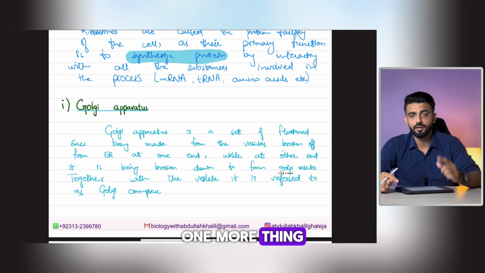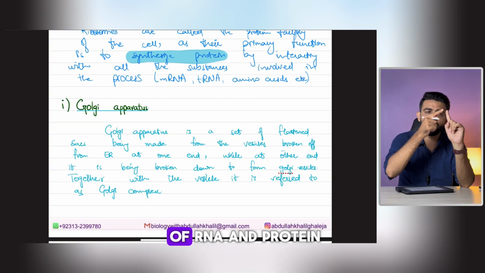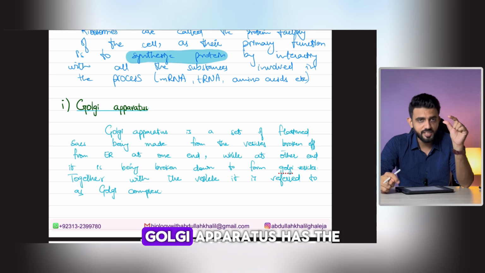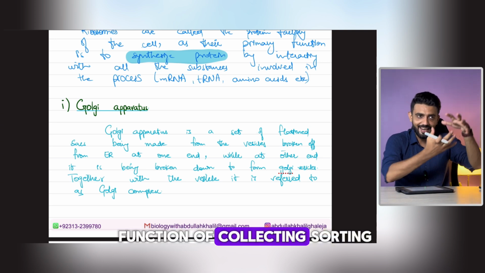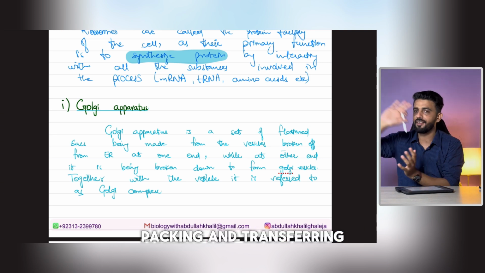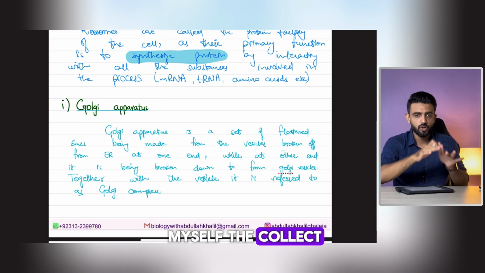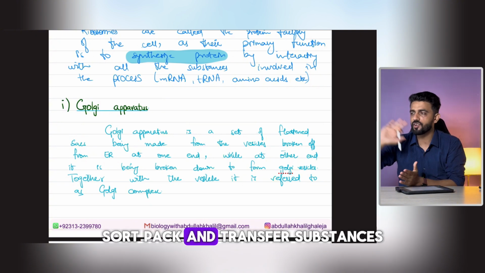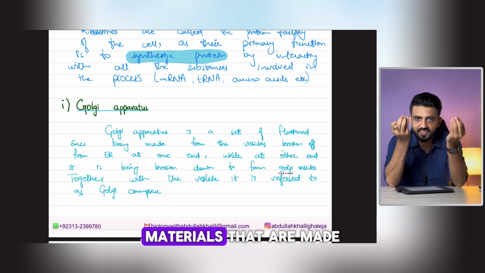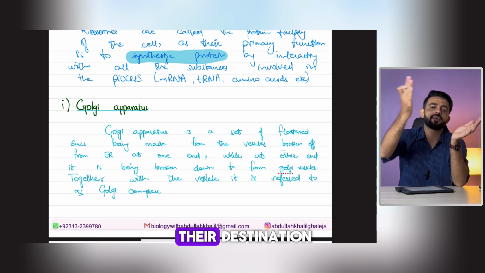One more thing, ribosomes are made up of RNA and protein. Golgi apparatus has the function of collecting, sorting, packing, and transferring. I'm going to repeat myself. They collect, sort, pack, and transfer substances, materials that are made inside the cell to their destination.